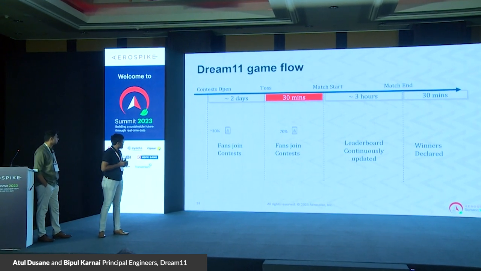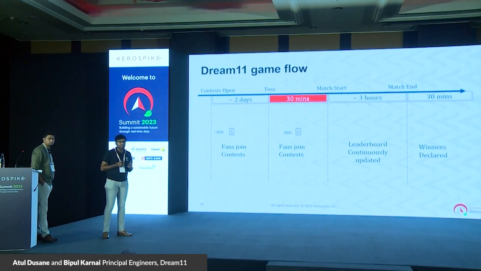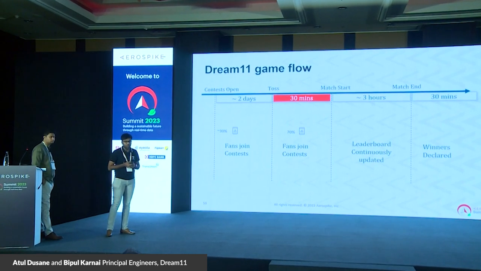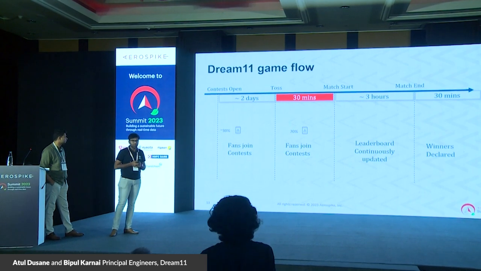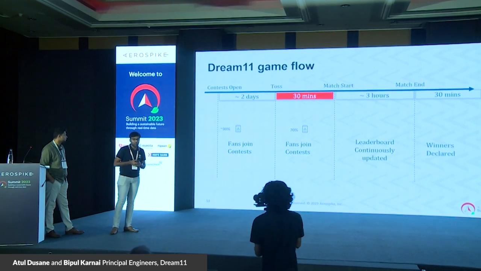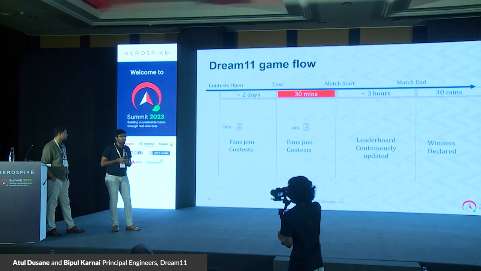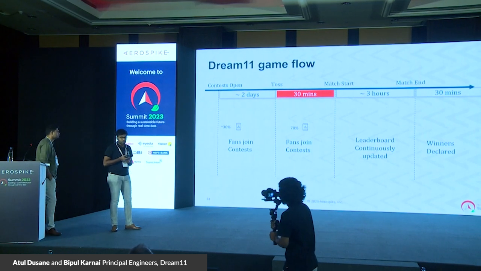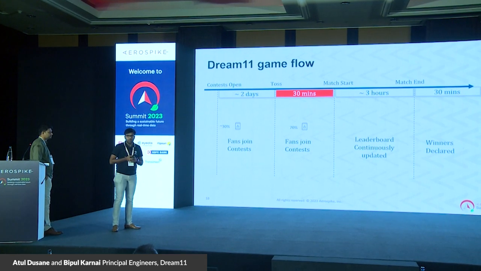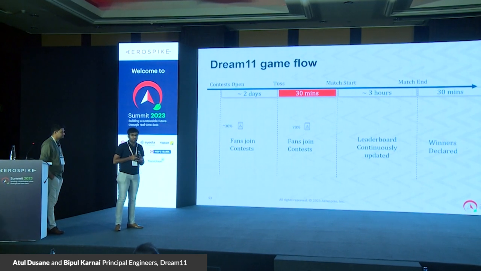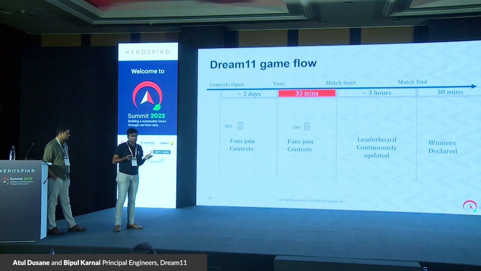Let's go over the typical life cycle of a match on the Dream11 app. Generally a match is open for users to join roughly 2 days before the start time, but we get the majority of our traffic in the last 30 minutes before the match, as you can see. After the match starts, users cannot join, and that is why our business is very time sensitive. Hence, we need very high availability in the last 30 minutes.